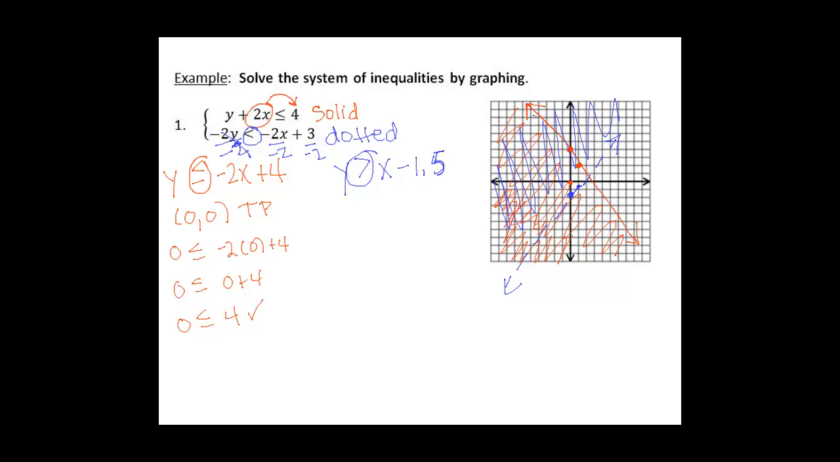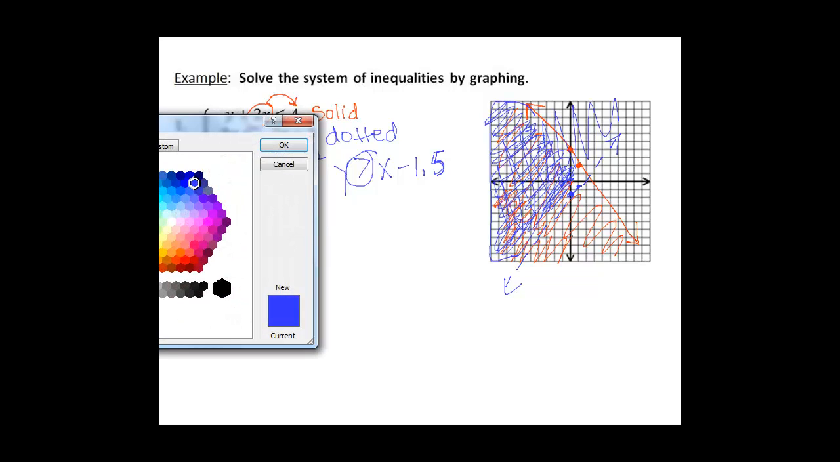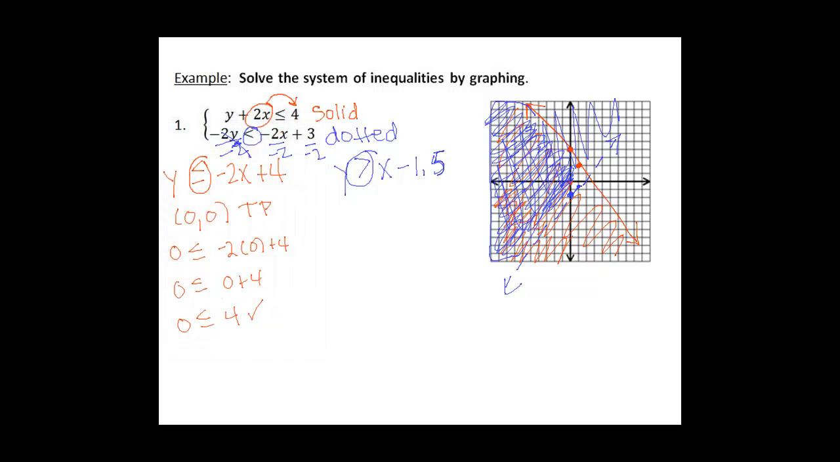Now, the solution would be the doubly shaded area. So I can make that just a little bit darker so that you can see that this, in fact, is my solution area. Sometimes what people will do is they'll put a big S in the solution area. So let's do that in pink. See if it stands out. Yeah, that's not showing up very good. But just know that this is your solution area.